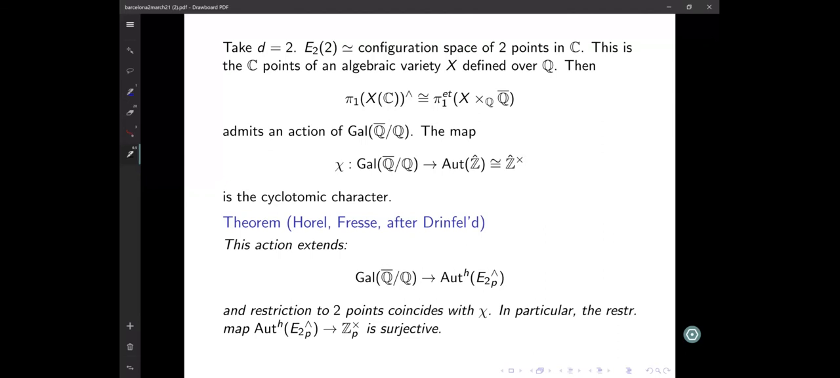So at each level, for each arity, it's not a big deal. It's the same thing as happens here. Everything comes from algebraic geometry, so you have all these actions on each individual arity. But what they show is that everything is compatible with the operadic structure. So you get an operadic action of the absolute Galois group. Okay, and if you restrict to two points, then you get exactly the cyclotomic character map. So you get a lot of automorphisms of the little two disks operad once you p-complete it.